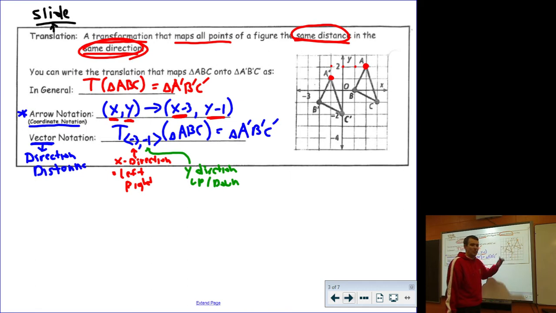And you can see that all the points in the triangle, from wherever they started, went left 3 and down 1. Left 3, down 1. All right? That is vector notation. Notice that the arrow or coordinate notation is saying the same thing. Right here it's telling you do x minus 3 and do y minus 1, which means the same thing as, take your x values and go 3 to the left, take your y values and go down 1. Let's look at how to use this.